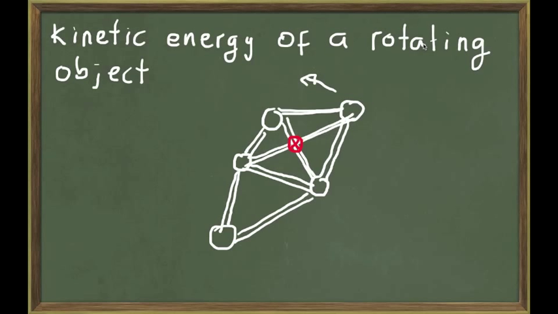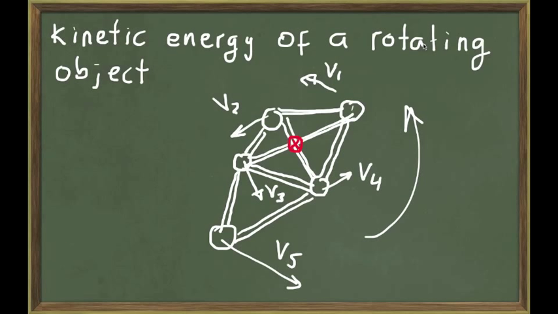So each one of these masses is going to have a certain velocity. So let's say that this is mass 1, so we'll have a velocity v1. Mass 2 will have a velocity v2. Mass 3, as the object is spinning in, say, this direction, has a velocity v3. Mass 4 will have a velocity v4. Now the question is, how much kinetic energy do these masses have?